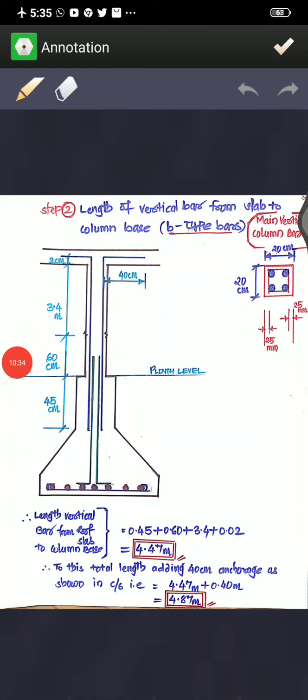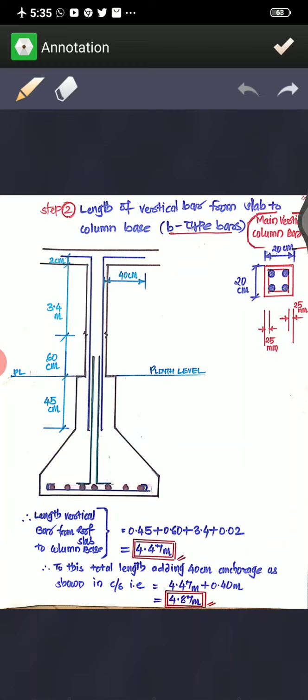Now we are going to determine the B type of bars. You can take the vertical column bars as the B type of bars. There is no sequence, you can take any type of bar as A, B, C, D. But what I am going to do is first take the mesh bars as a type, then the second type of bar is the length of vertical bars from the roof slab to the column base. I'll take these as vertical bars. It is going to start from here and come down to the base. So this length I am supposed to determine now.